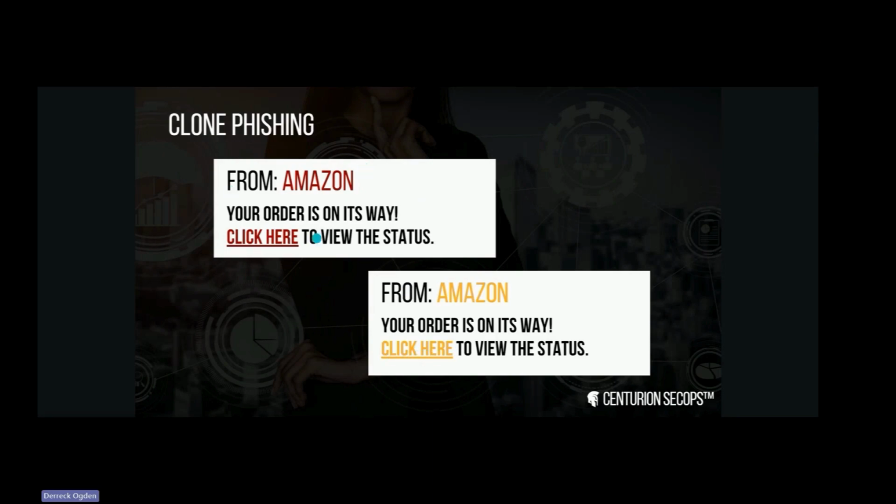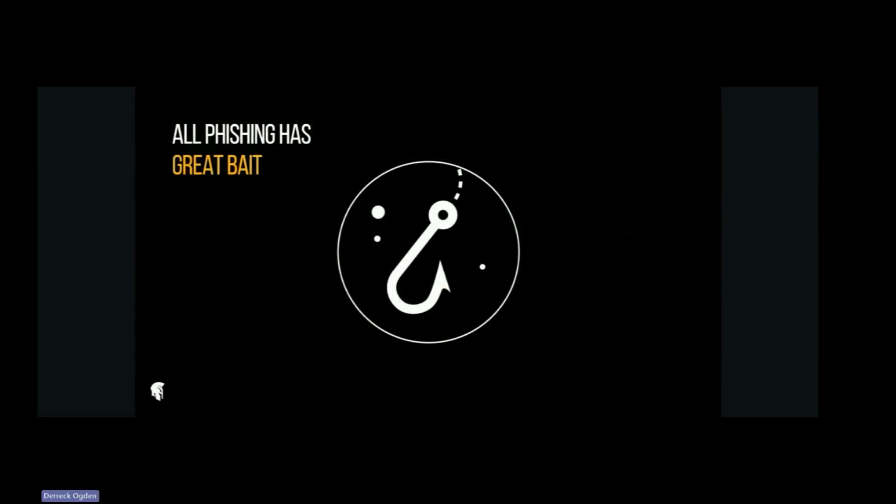So your original email from Amazon would look just like this. The new one looks just like this. That's coming from the bad guy. It's where this goes that changes, right? So the bait is something that gets you to take action, whether it's a stick or a carrot.